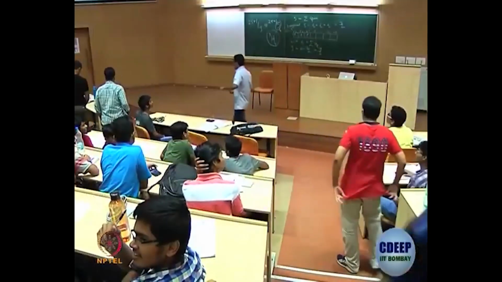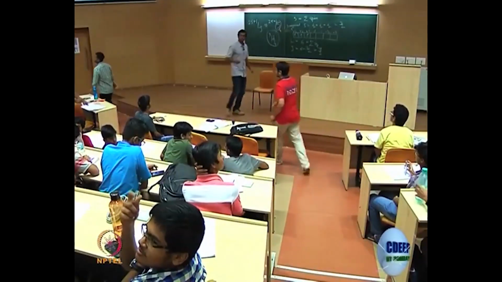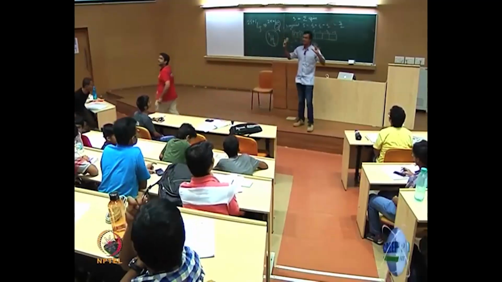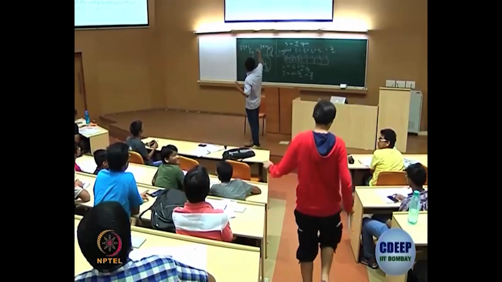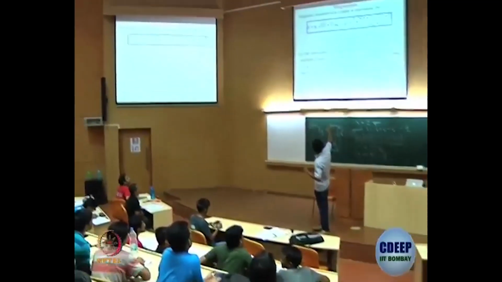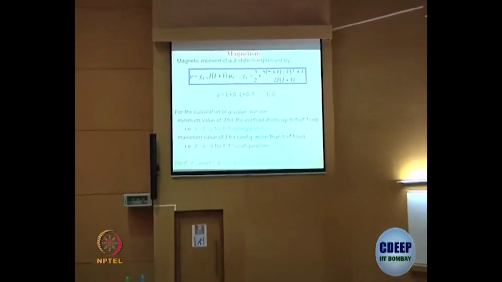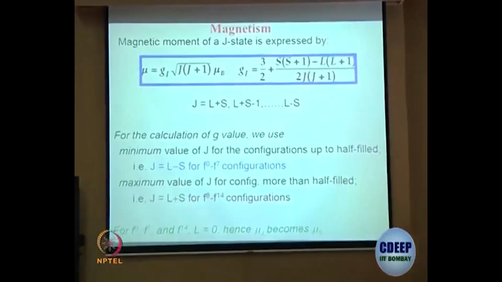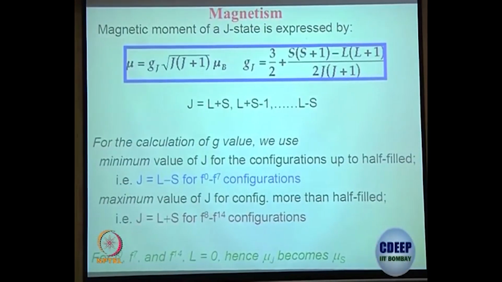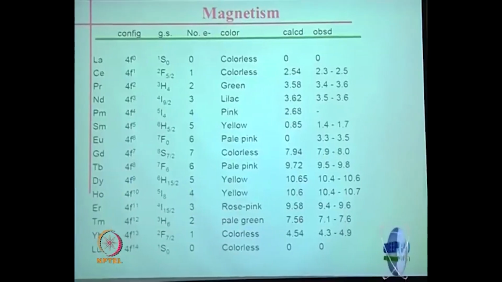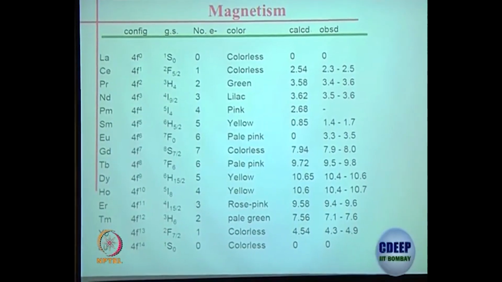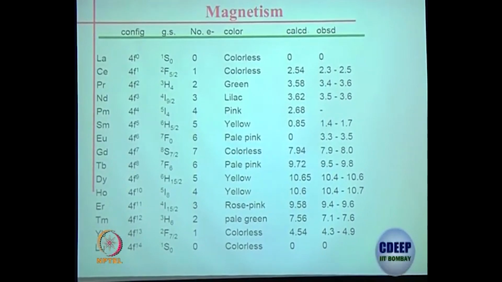Okay, let me start. I think this math part is way too simple for you guys. These two equations are there. You calculate Gj first, with the S, L and J values, and then plug this into this equation. That's all. For your verification, that is the table. You should be able to calculate 2-3 of them by yourself to get confidence, nothing else.